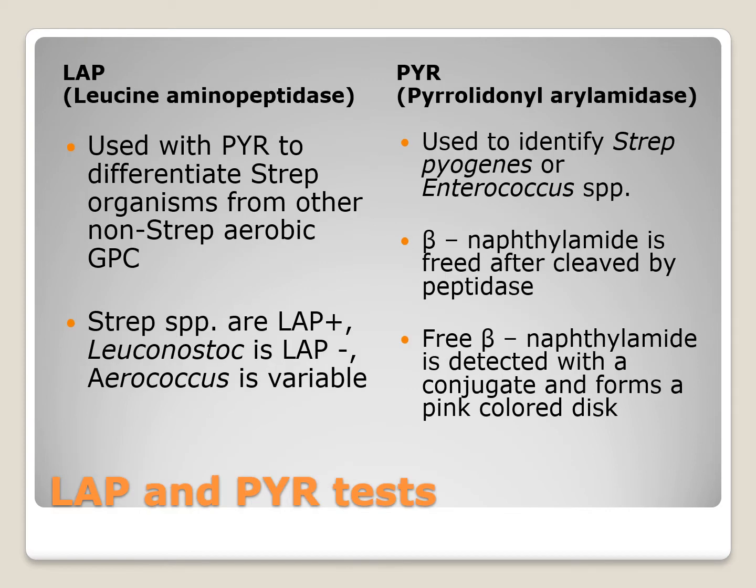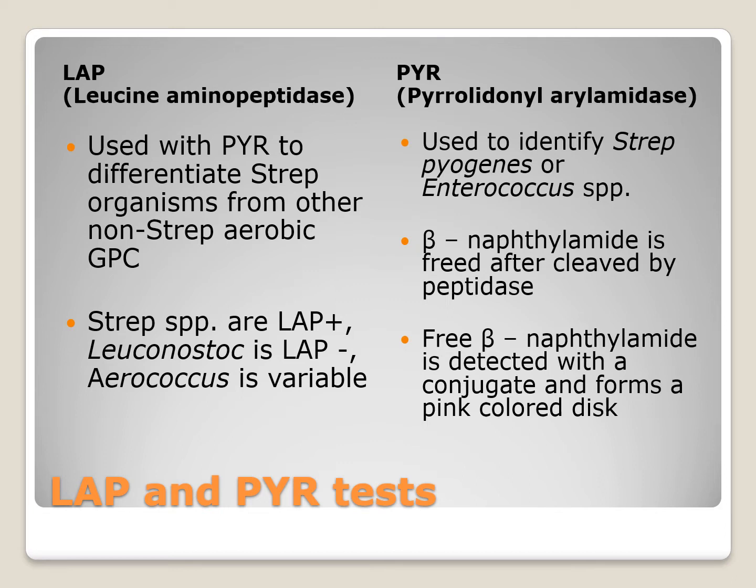Other tests that we can do to speciate our organisms are the LAP test and the PYR test. Usually the LAP test and the PYR test are used to determine if we have an Enterococcus or a strep versus another type of aerobic gram-positive cocci. The LAP is used with PYR to determine if we're dealing with a Streptococcus organism or some other non-strep aerobic GPC. Streptococcus are usually LAP positive, while our Leuconostocs are LAP negative, and Aerococcus is an organism that is variable.